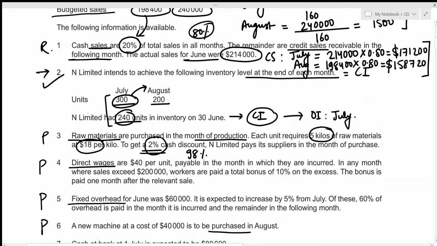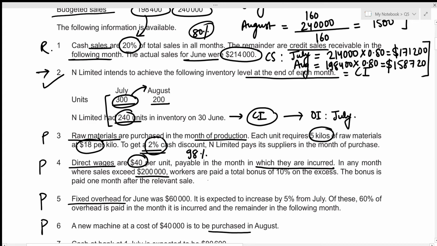Okay, next one is the direct wages. And we know that direct wages are $40 per unit, payable in the month in which they are incurred. So the labor invested in the month of July will be paid in that particular month. In any month where sales exceed 200,000, the workers are paid a total bonus of 10% on the excess, and the bonus is paid 1 month after the relevant sale. So for the sale made in June, if the sales is greater than 200,000, then the 10% of the greater portion will be provided as a bonus in the month of July.